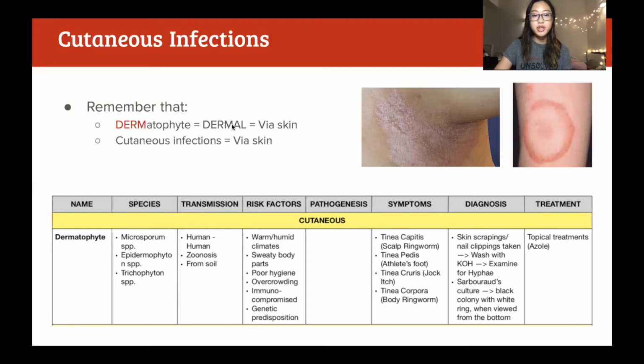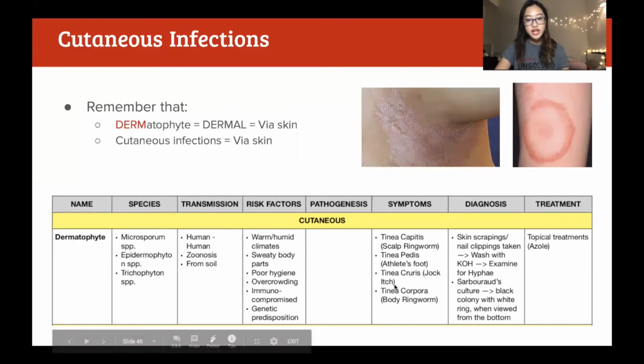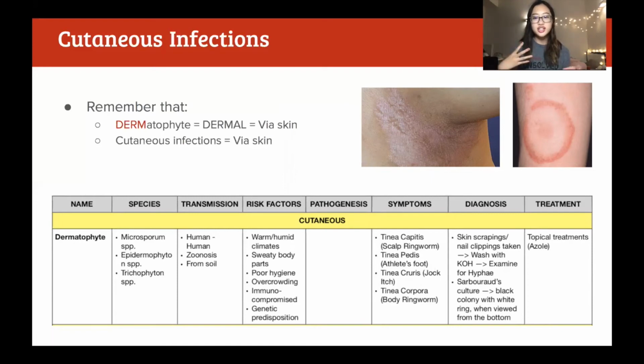So dermatophytes, they enter in via the skin. So you think dermal, they're a cutaneous infection. So again, dermal, skin. And yeah, they also cause ringworm. As you can see, there's ringworm here. And this is jock itch, which is another thing that is caused by dermatophytes. So really just skin infections, itchy, kind of annoying, and you have to take azole topically.